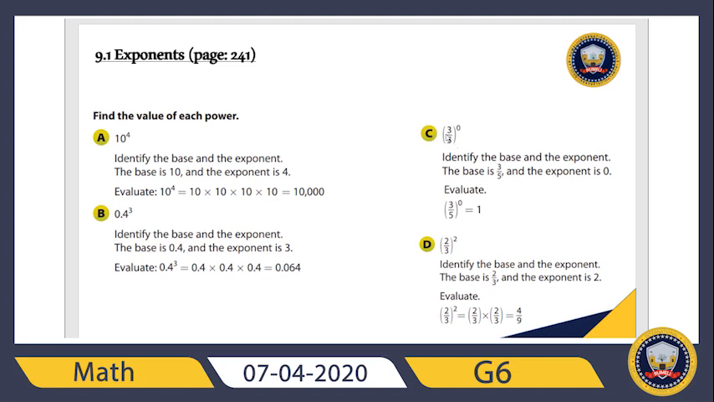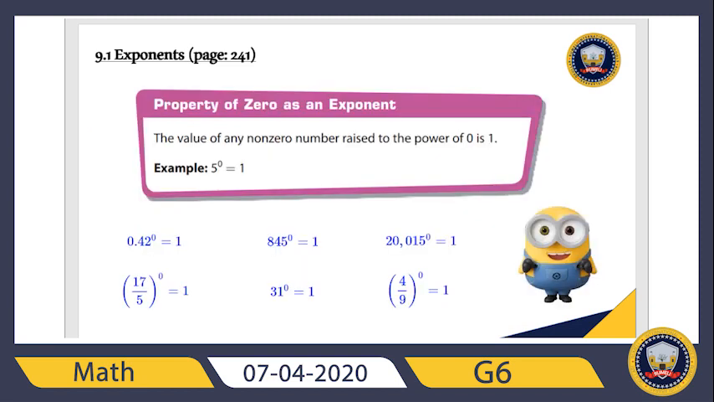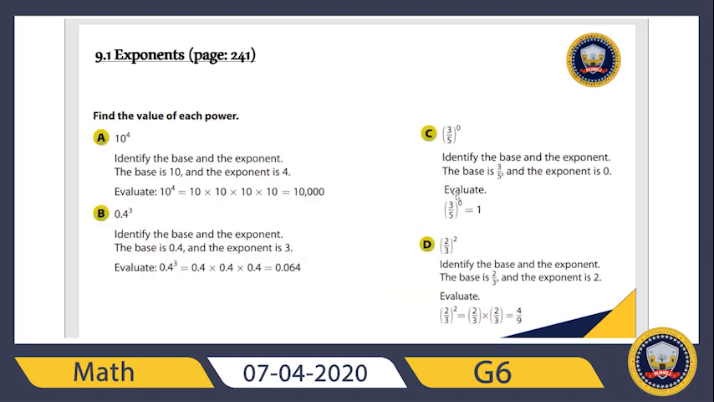Alright, what about 3 over 5 raised to the 0 power? My base is 3 over 5, and my exponent is 0. What did we say about the 0 exponent? We said any number except 0 raised to the power of 0 is always equal to 1. So 3 over 5 to the power of 0 is equal to 1. Very good. Now 2 over 3 to the power of 2.